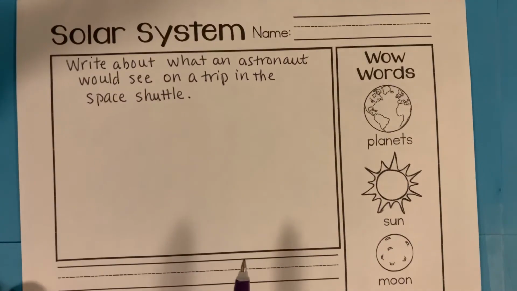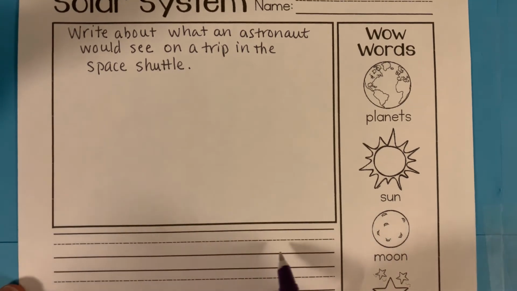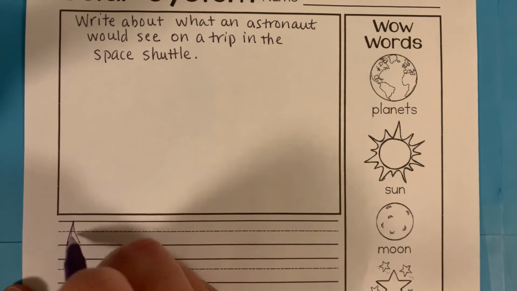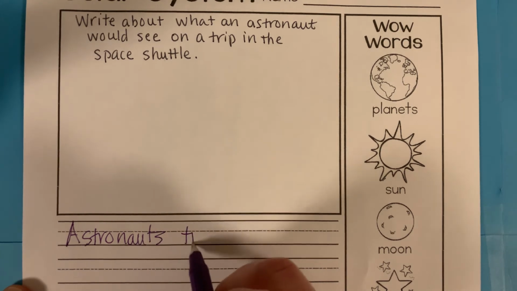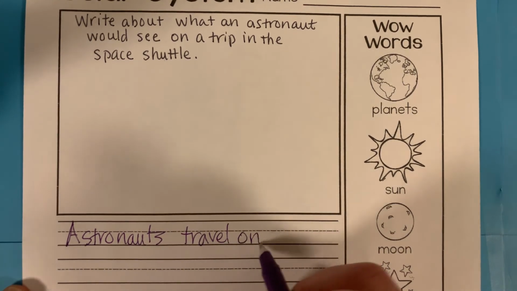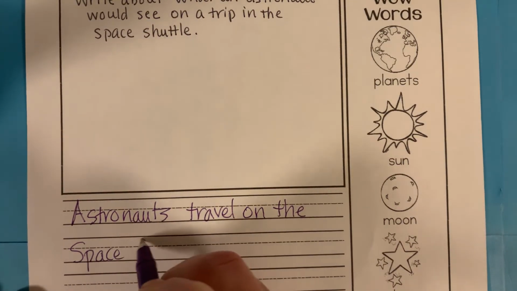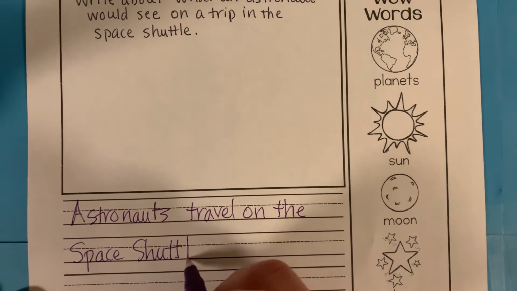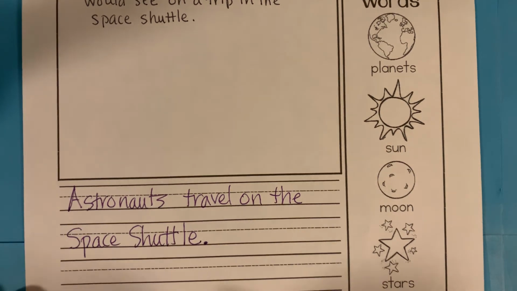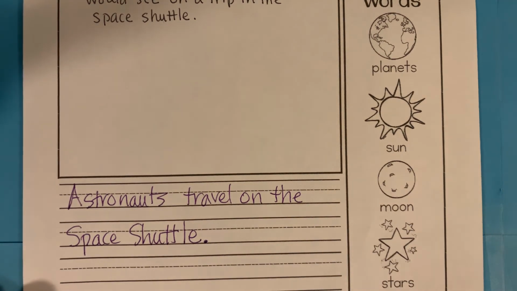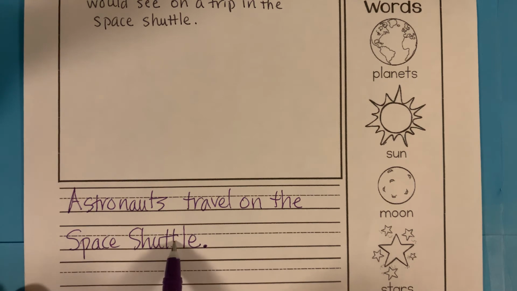And then remember to have an introductory sentence, such as, astronauts travel on the space shuttle. Let's just write that in. Astronauts travel on the space shuttle. I would think that you would use capitals, but maybe not. Maybe if you named the space shuttle, that would be a better way to use capitals. But that's your introduction. Astronauts travel on the space shuttle.